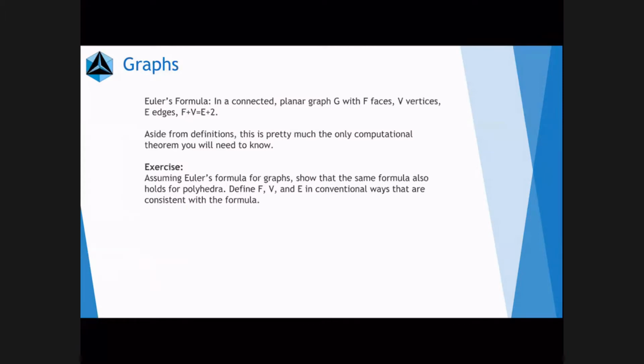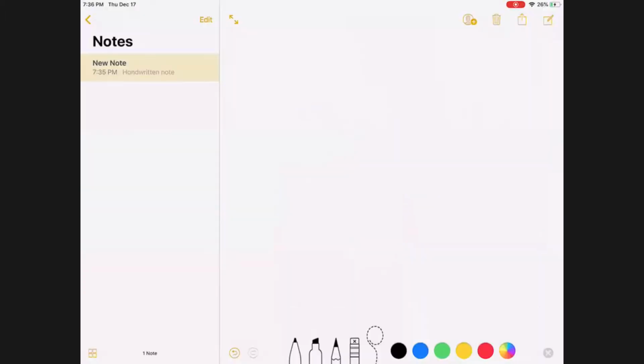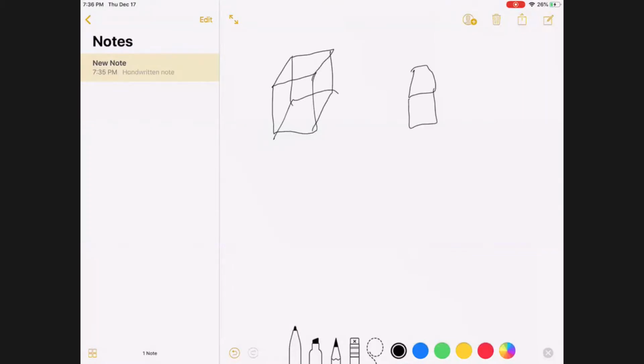Our exercise is going to be: we assume this for graphs, and we want to show that it holds for polyhedra. This will be a proof-based exercise, so we won't go over all the gory details. We'll just try to give you some motivation in case you're interested. You'll never be asked to prove anything on a computational contest, but we'll take an example of a cube and a cube net. And we know if you fold the cube net, you get the cube.